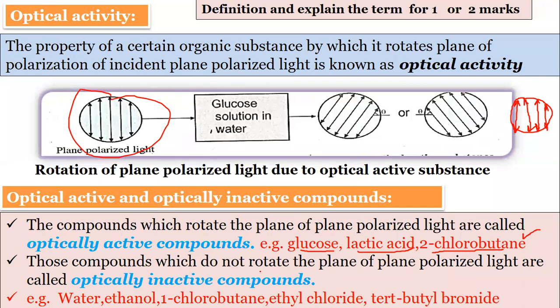Those compounds which do not rotate the plane of plane polarized light are called optically inactive compounds. So water is optically inactive. Ethanol is optically inactive. 1-chlorobutane is optically inactive. Ethyl chloride is optically inactive. Tertiary butyl bromide is optically inactive. Why are these optically inactive? Because they do not have a chiral carbon. You can draw the structures of all these: water, ethanol, 1-chlorobutane, ethyl chloride, tertiary butyl chloride. Check carefully whether a chiral carbon is present or not.